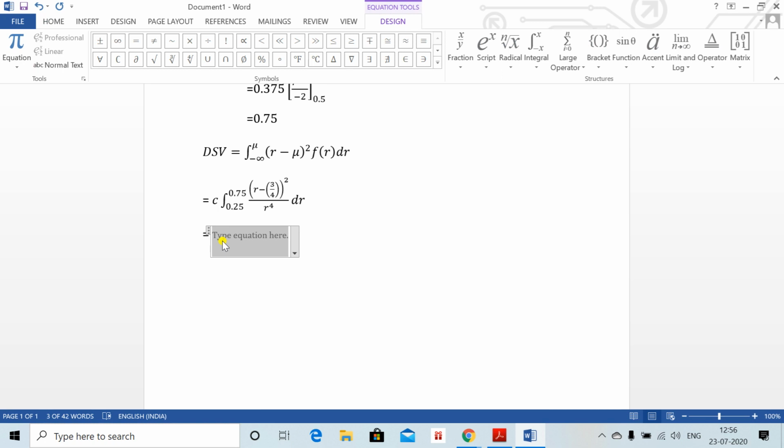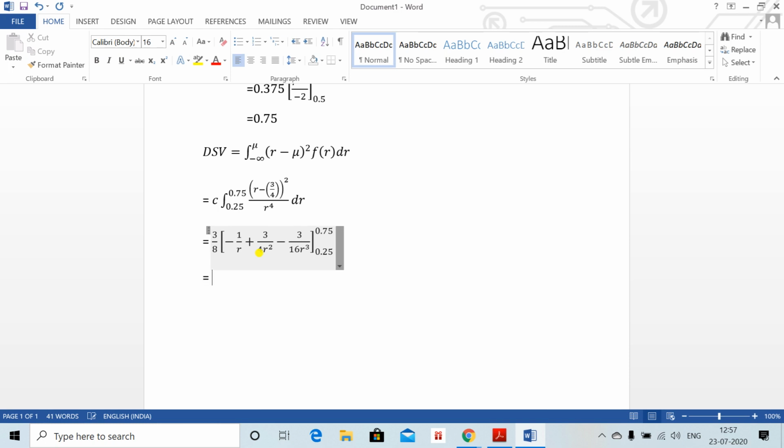Next, just solve this integral. So you get the value 3 by 8 and minus 1 by r plus 3 by 4r square and then minus 3 divided by 16r cube. Okay, and underscore 0.25 to the power 0.75, space. Come to the next line and just solve the integral and write the value, which is 1 by 48. You do not need to show the steps of solving the integral. Okay, tell me once you have done up to here, then we will go to the next part.